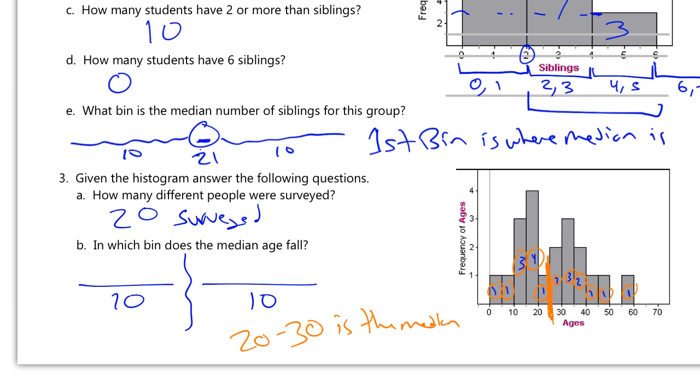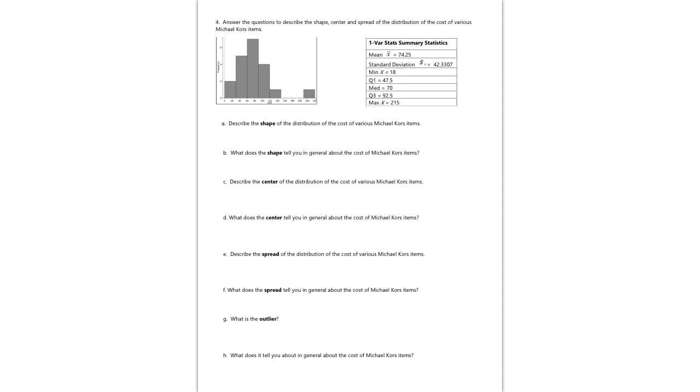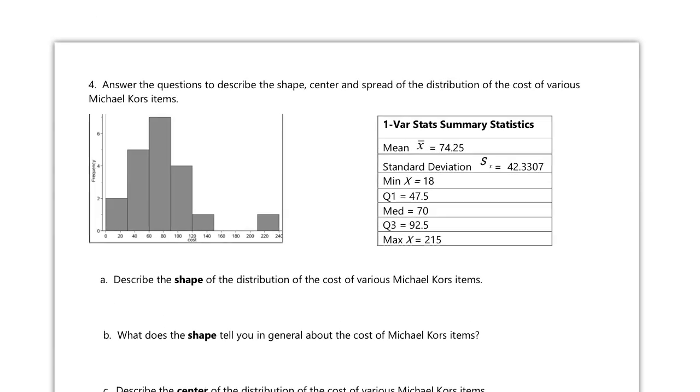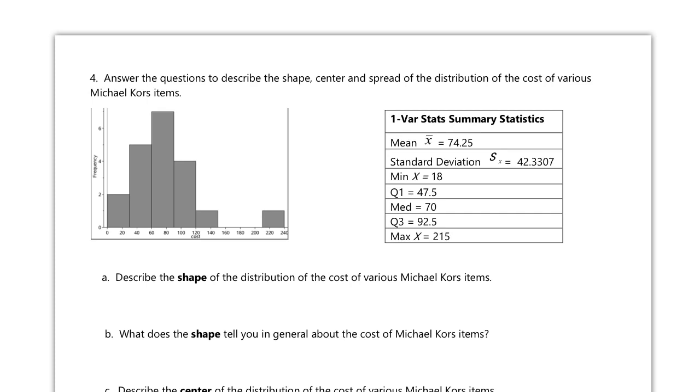And I guess that's not really a bin, so we would say either 20 to 25 or 25 to 30 is where the median has to be. All right, we're going to move on to the next page here. And on the back, we see this histogram about the cost of various Michael Kors items.